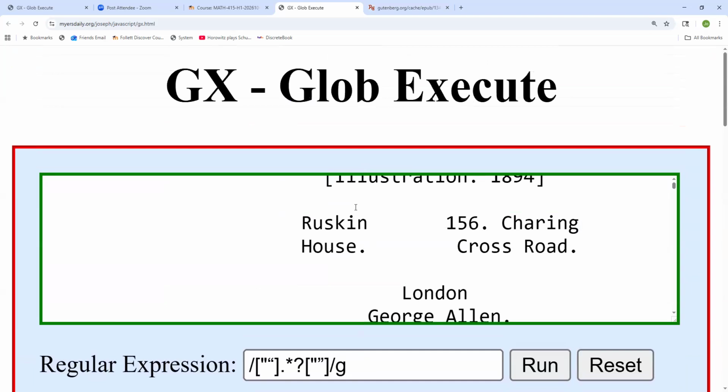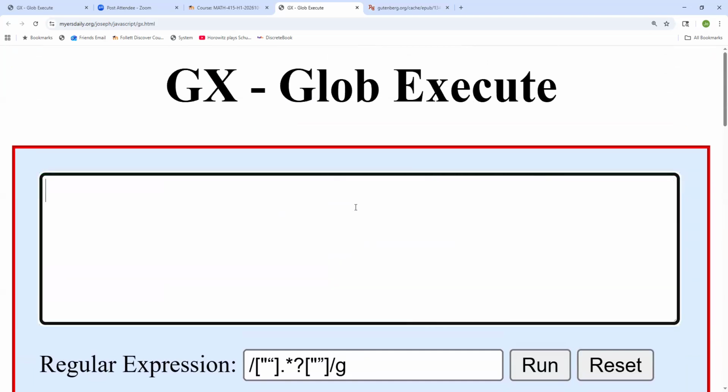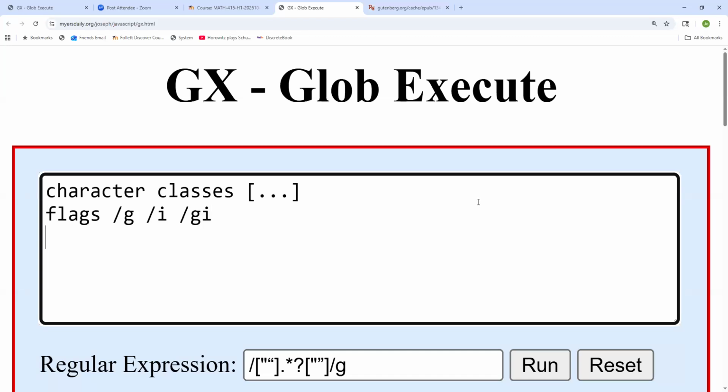So let's review a little bit of what we've learned. What is one thing that we've learned today? Finding specific things inside of a sentence. Yeah, finding things in a sentence. Okay, so let me give some names to what we learned. We've used character classes, like in brackets, right? We've used flags, like G means global, I means insensitive, and GI means global and insensitive.